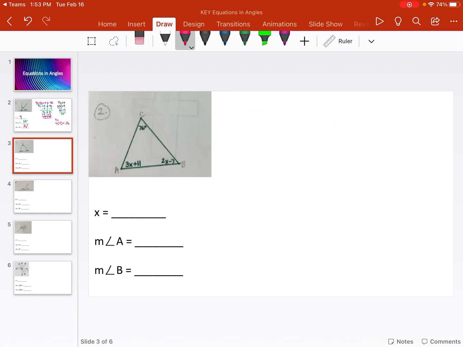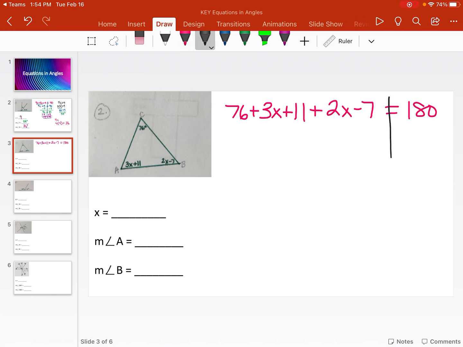All right, number 2. So think about how are these related. I'm looking at a triangle this time. So remember that triangles are always equal to 180 degrees. So I'm going to set it up as all three of these angles added together equals 180. So I have 76 plus 3x plus 11 plus 2x minus 7. All of that equals 180. Remember, every triangle equals 180 degrees.